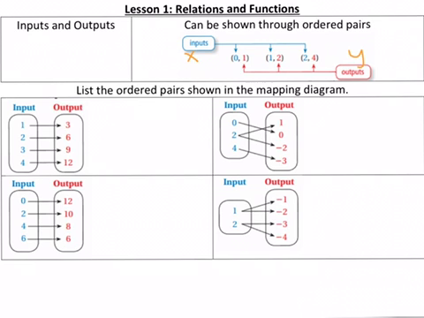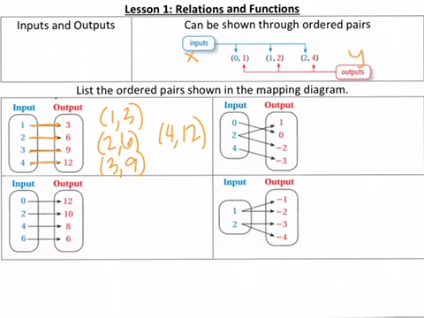So in our mapping diagrams, we're going to go down to our examples. It says list the ordered pairs shown in the diagram. Guys, you just have to put your relations together. So I see that this 1 is related to 3, so our first ordered pair is 1, 3. 2 is related to 6, so we have 2, 6. 3 is related to 9, we have 3, 9. And then 4 is related to 12, we have 4, 12. And that's it. So go ahead and do the next 3 on your own.